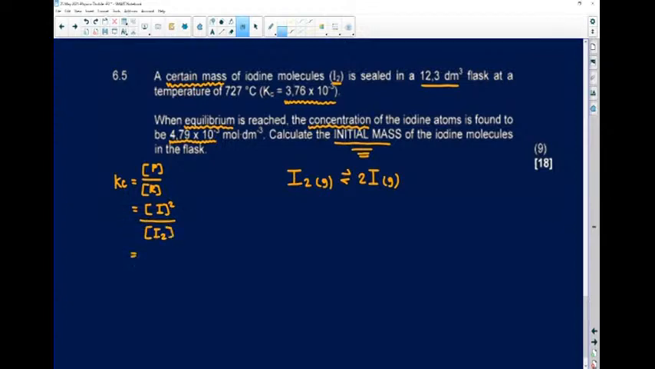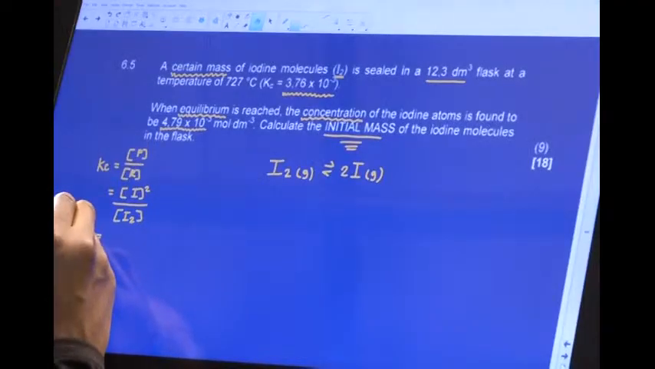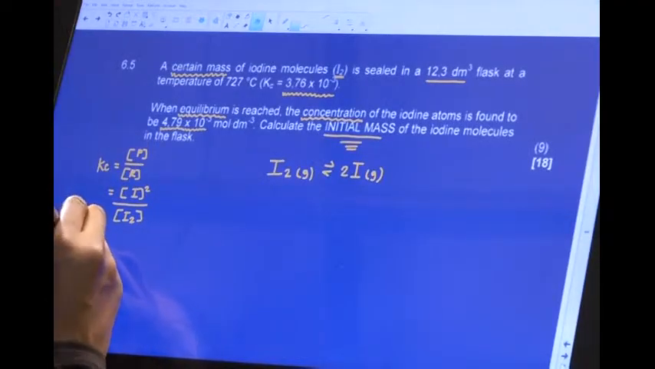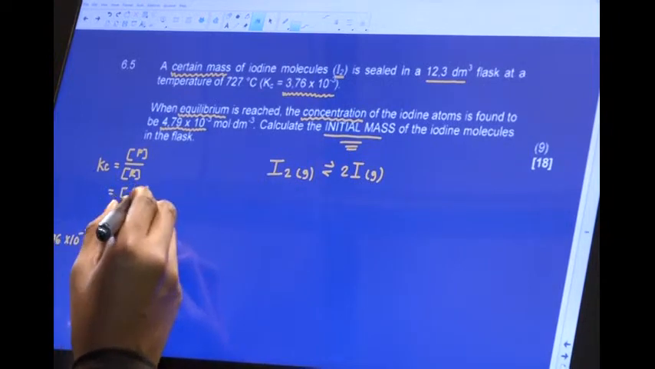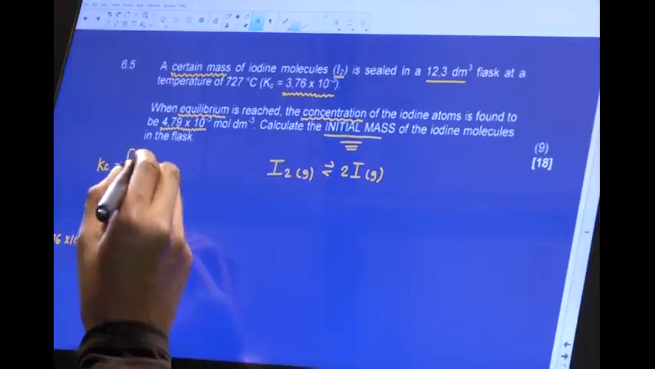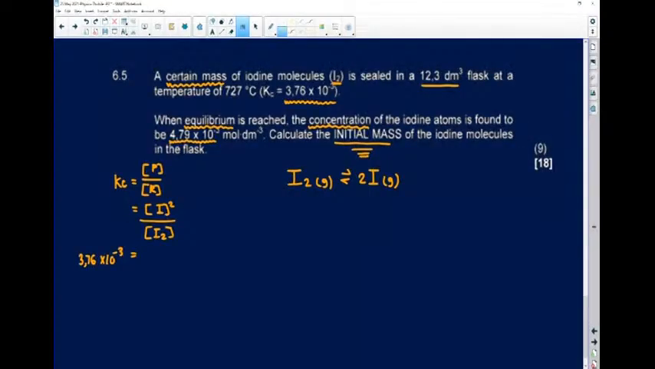Now, I'm told that the Kc value is 3.76 times 10 to the negative 3. I'm also told that the concentration of the iodine atoms, remember for Kc we use concentration, is 4.79 times 10 to the exponent negative 3. Remember, I do have an exponent 2 outside, and then I'm going to find the value of I2.